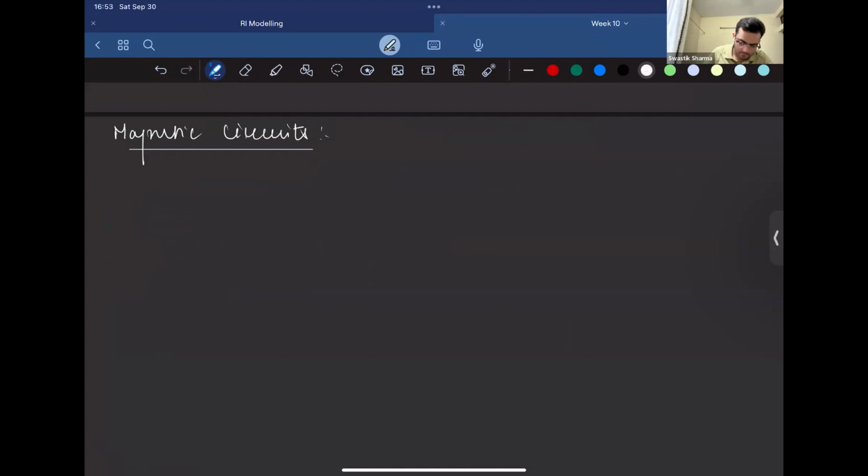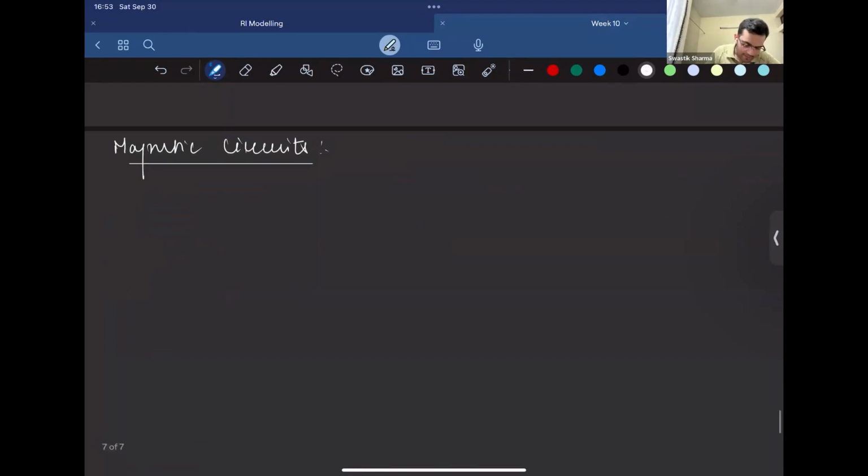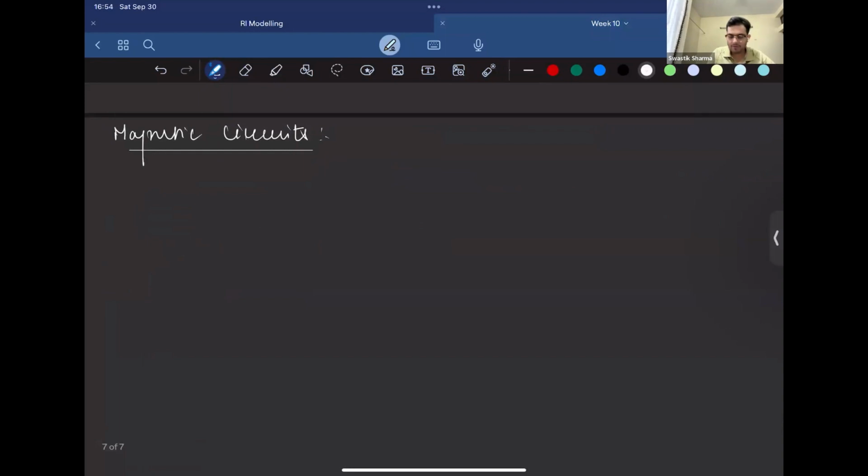Okay, let's start with magnetic circuits. It's already time. Right till now we were discussing how electrical quantities of a circuit change. Now we'll shift our focus to magnetic quantities. We know when a current carrying conductor is placed somewhere, it produces a magnetic field around it. This is true for any current carrying conductor.